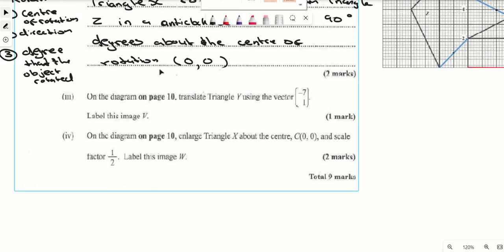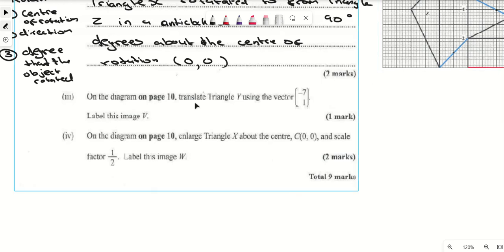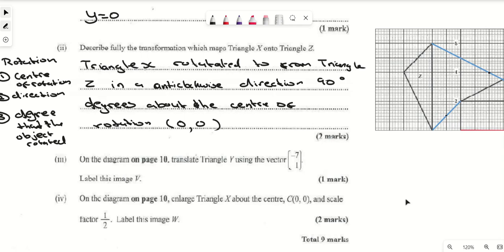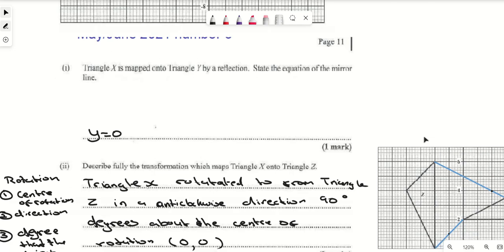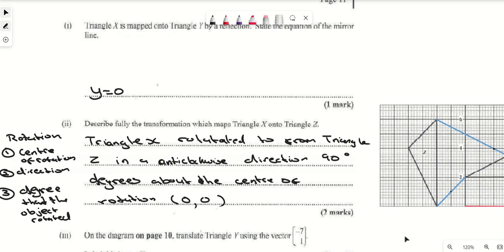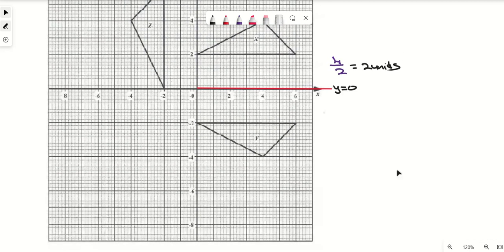Right. Part 3 says on the diagram on page 10, that is just the graph, right? Translate triangle Y using vector -7, 1 and label the image V. Now, remember, there are two ways to do this, right? -7, 1, and it is triangle Y, right? So, we're going to go to -7, 1, right?